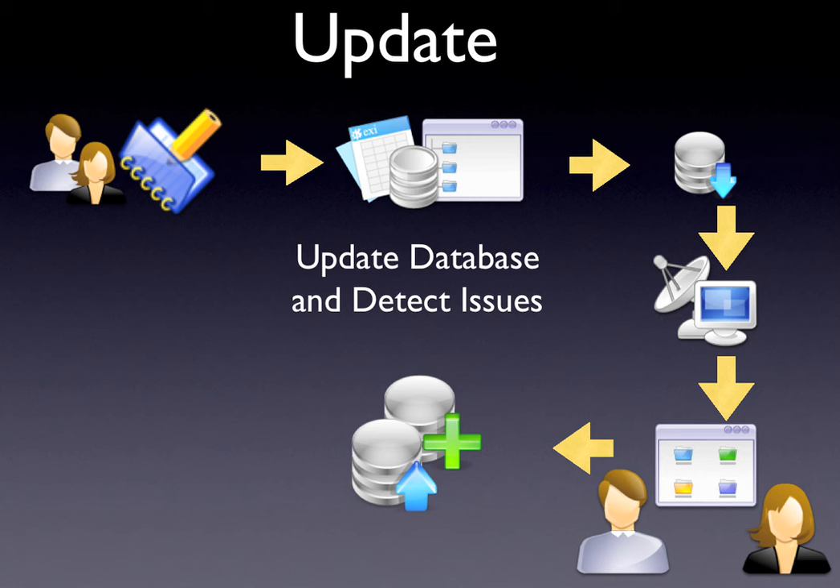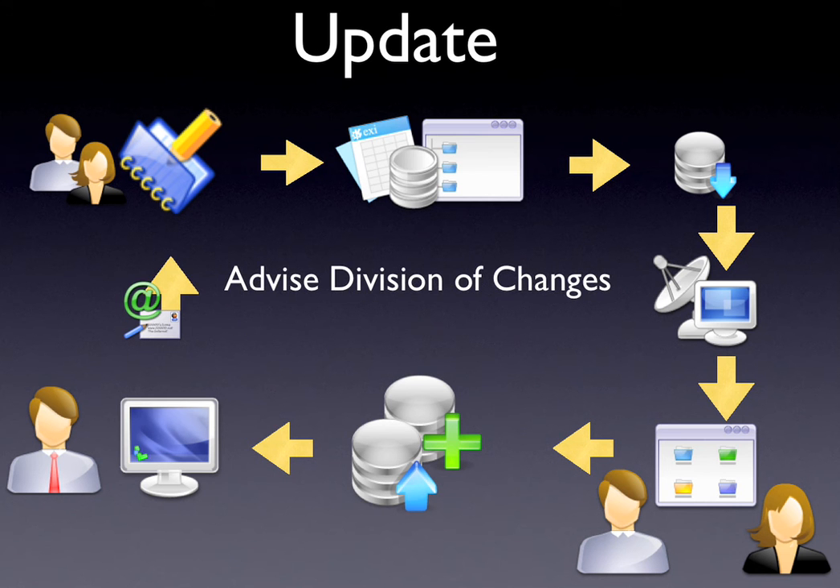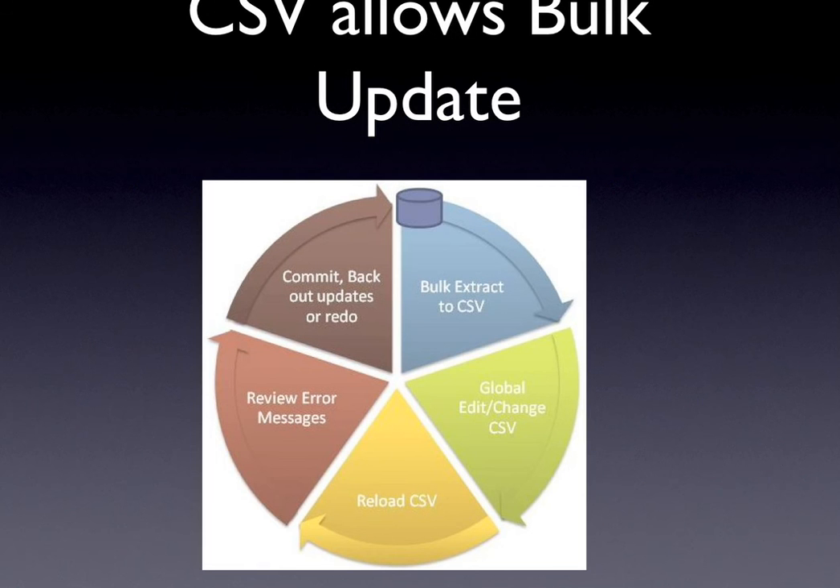But that means we have a very simple way of uploading it and then releasing that unified or aggregated directory to the community, aggregated from each of the divisions. As we upload this information, we find, let's call it issues with the data. We then need to advise the division of changes that have occurred. Some might have occurred online, and so that they can update their own system and keep everything synchronized.